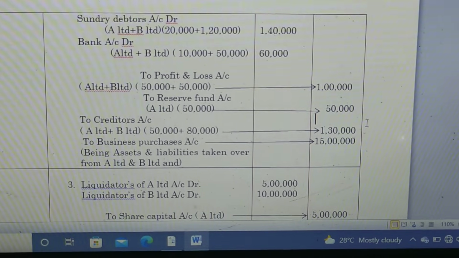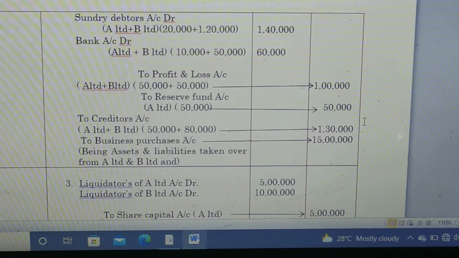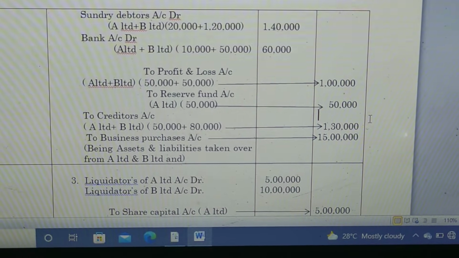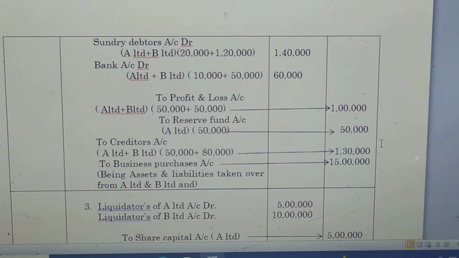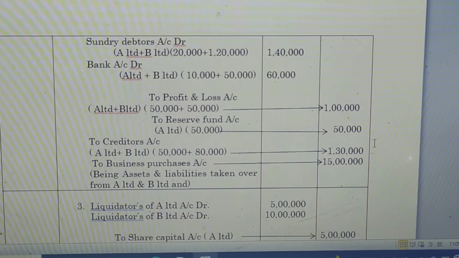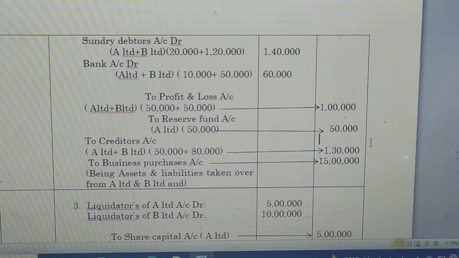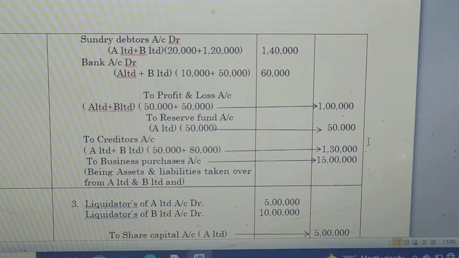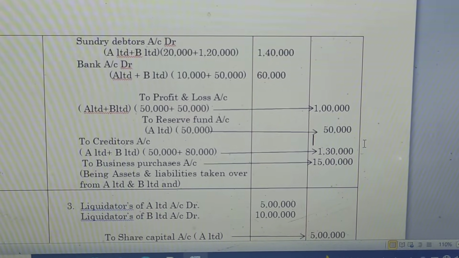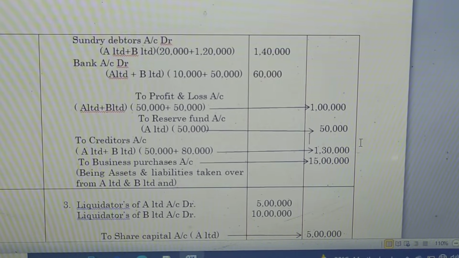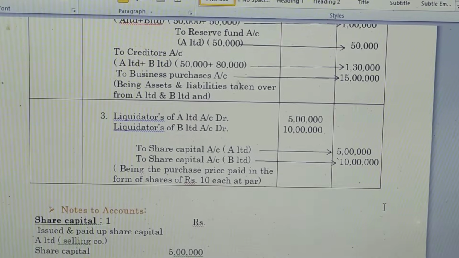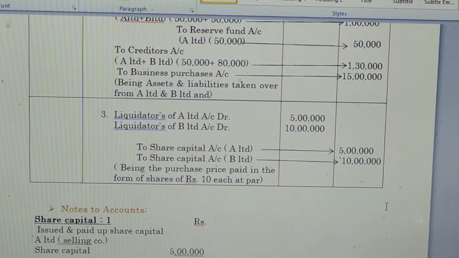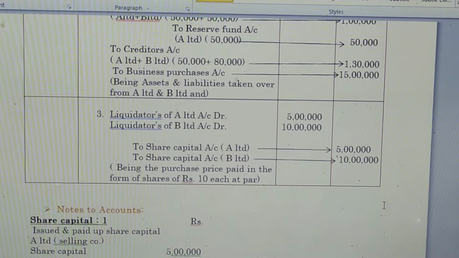And to business purchase, the amount is rupees 15 lakhs, which we have already found. The business purchase is also known as purchase consideration. It means the purchasing company has taken over the assets and liabilities of the selling companies. That is why we mention the asset information on the debit side and the liability information on the credit side. So there is no difference value, and the account has been tallied. And the third journal entry, liquidators of A Limited account debit 5 lakhs, liquidator of B Limited account debit 10 lakhs.